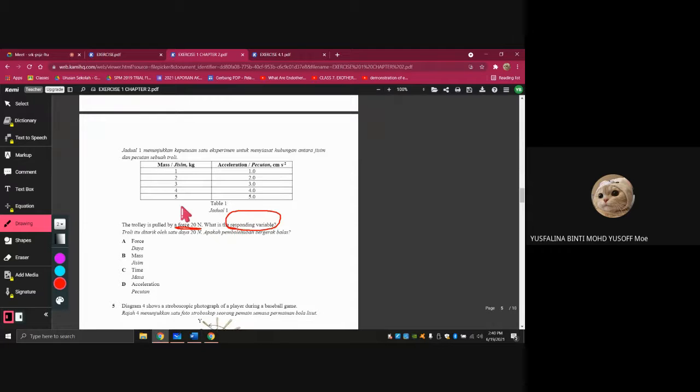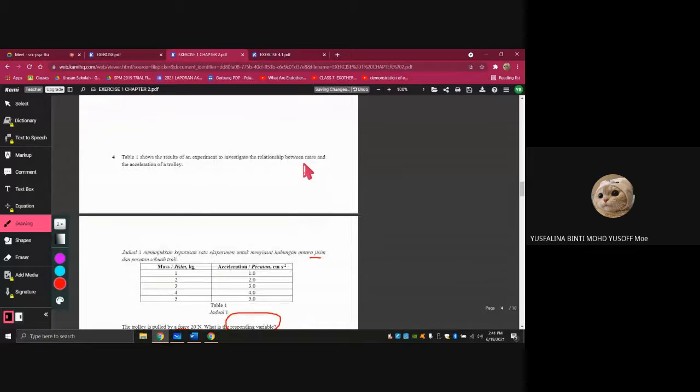For this one, the relationship that you want to investigate is the mass and the acceleration. So it's only these two. Between these two, one must be the manipulated variable and the other one should be the responding variable. They ask you to find the responding variable. So mass is the manipulated variable, while the acceleration should be the responding variable.